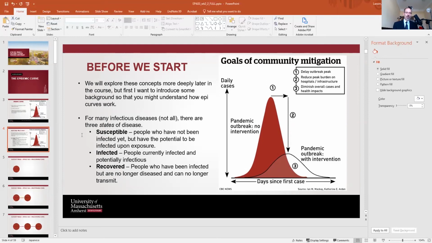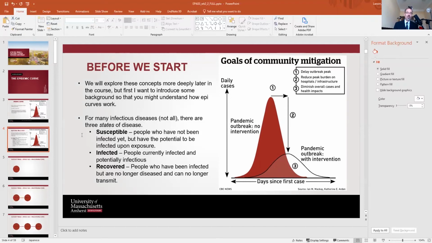When we talk about infectious diseases in general, not for all infectious diseases, but for a generic infectious disease that, for example, has an infectious period, and people recover and then develop immunity, we have three different states that people go through. The first is a bin of susceptibles. These are the people who have not been infected yet, but have the potential to be infected upon exposure. And when they're exposed, they become infected. So they move into the infected category: people who are currently infected and potentially infectious.